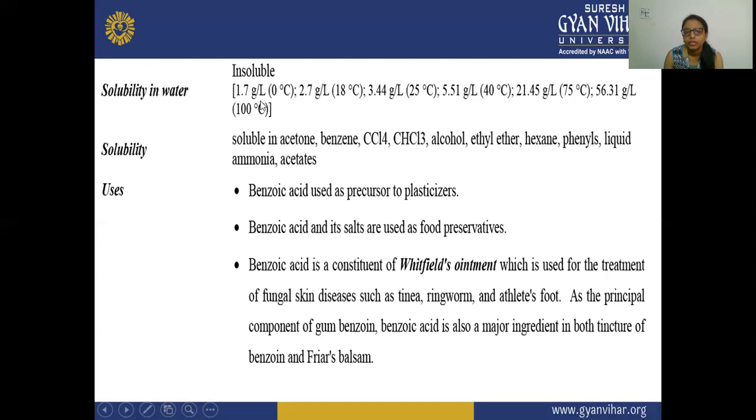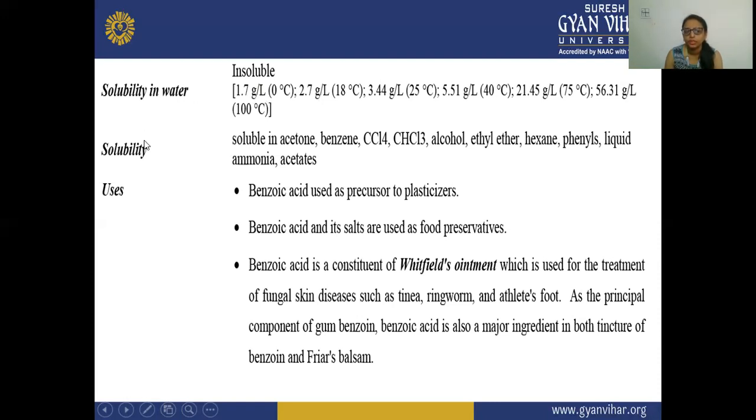So here it is given how many grams of benzoic acid in how many liters at what temperature, which is quite soluble, I think. So here we have taken this many grams in this many liters, and this is insoluble in water. So here you can see these are at different temperatures, this benzoic acid in water.